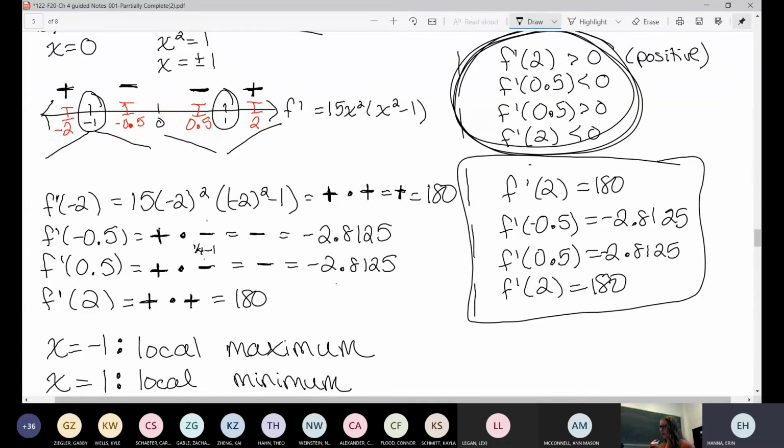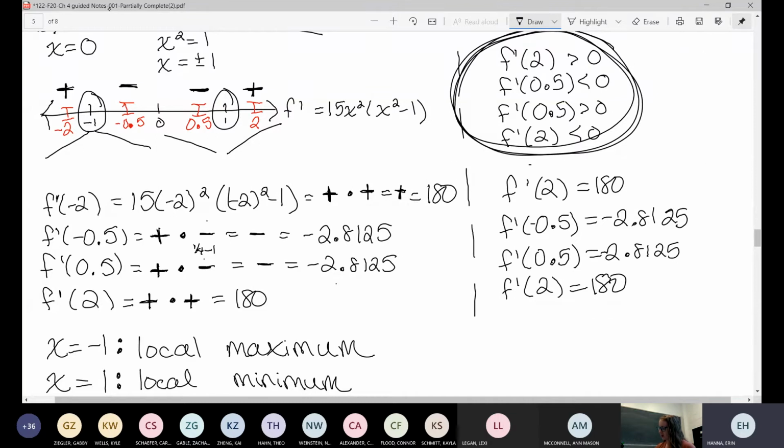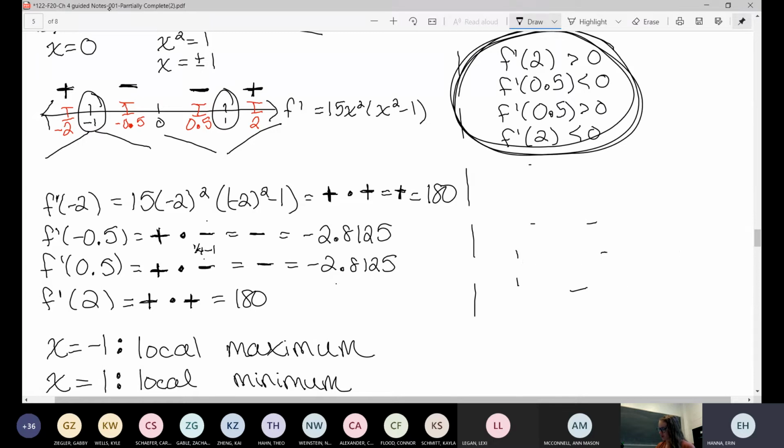Okay. We aren't on this question yet. We've found the extrema. We haven't found the inflection points, but we're almost done. So almost there. Now I just have to erase this stuff real quick.